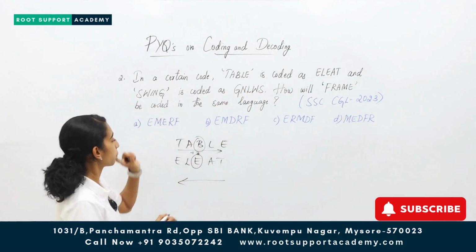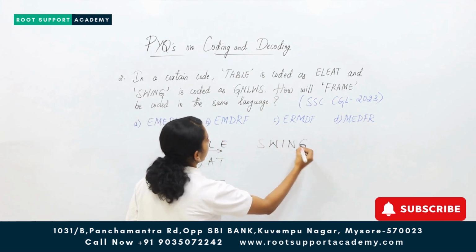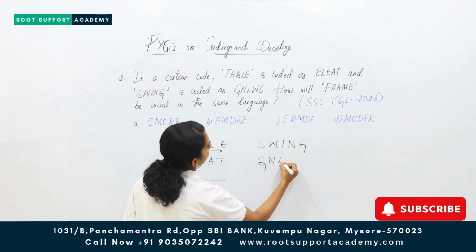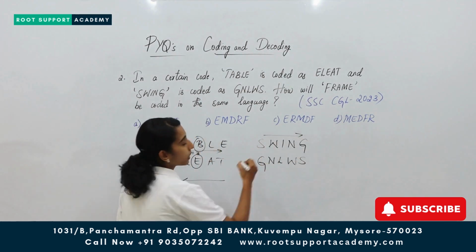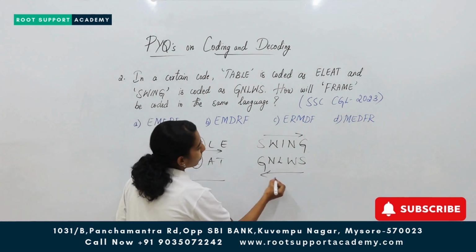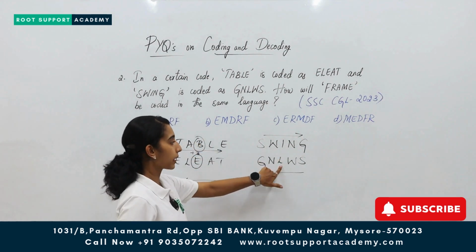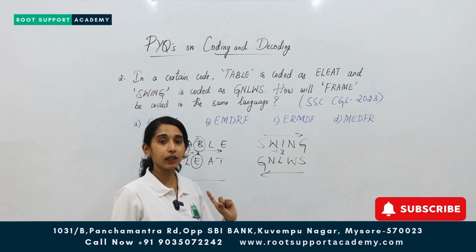Next we'll see the same for SWING. SWING is written as GNLWS. The same thing: in the forward manner, and when we go backward, GNIWS. Instead of I, again they have gone plus 3. The number for I we know is 9, plus 3 gives 12.